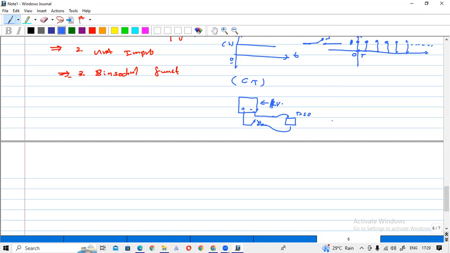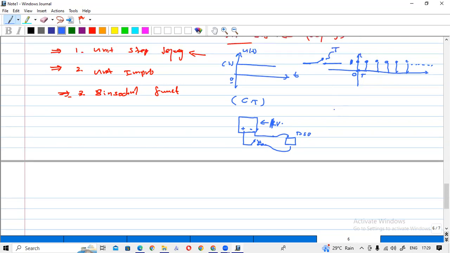Then you have a voltage value. At the 0 point, you have turned on the switch. Then you have 1 volt here. Then instantly you switch it off. But practically you can't do it. Practically, to switch off the switch, you will need some time.